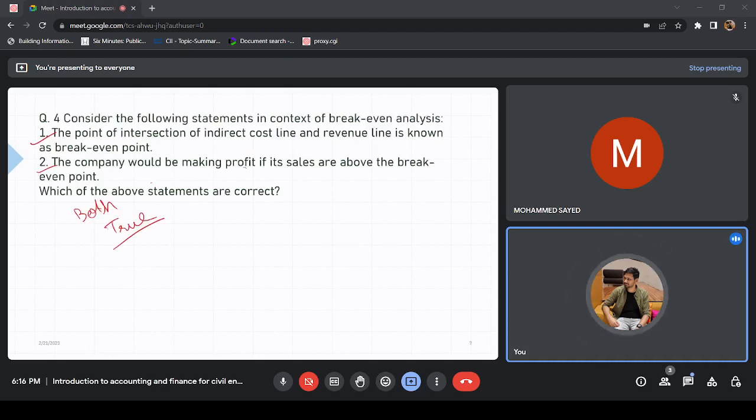Okay, so this was very brief on break-even analysis. Do you have any questions related to this part?